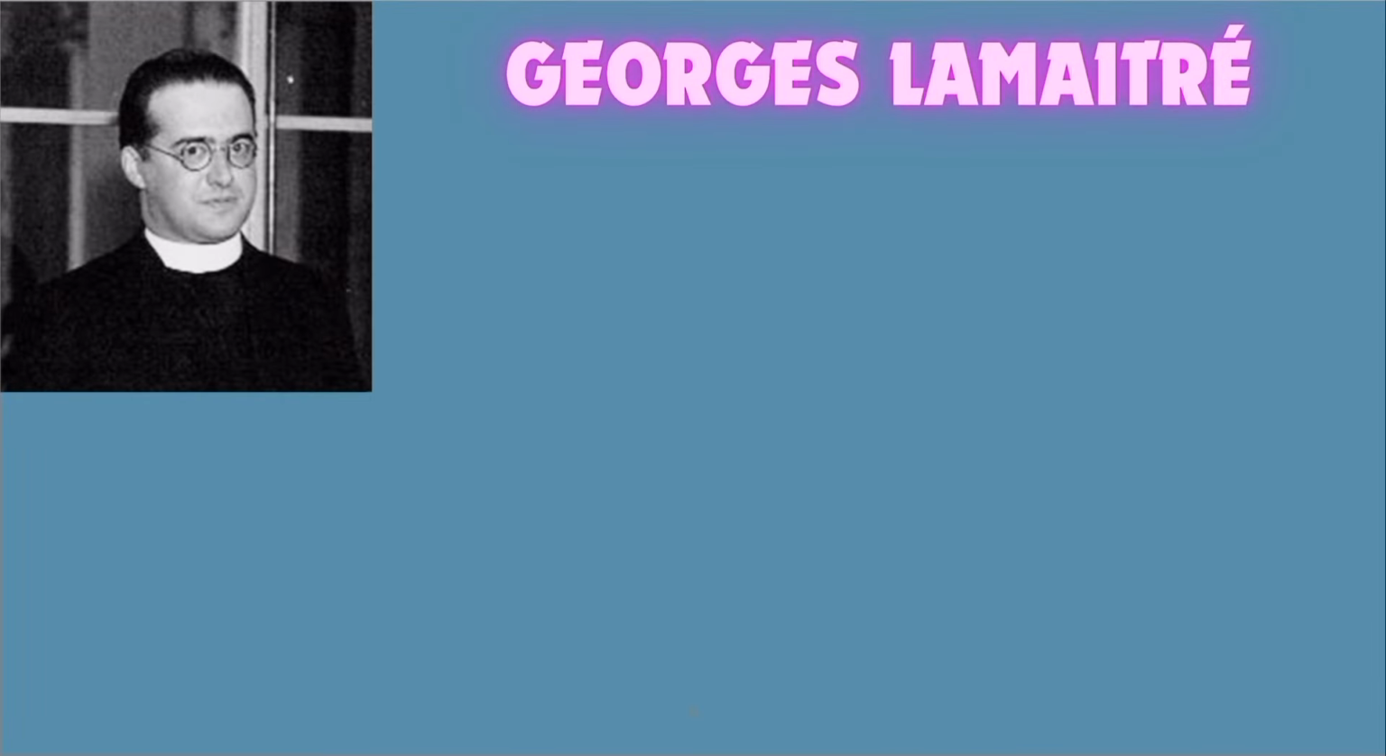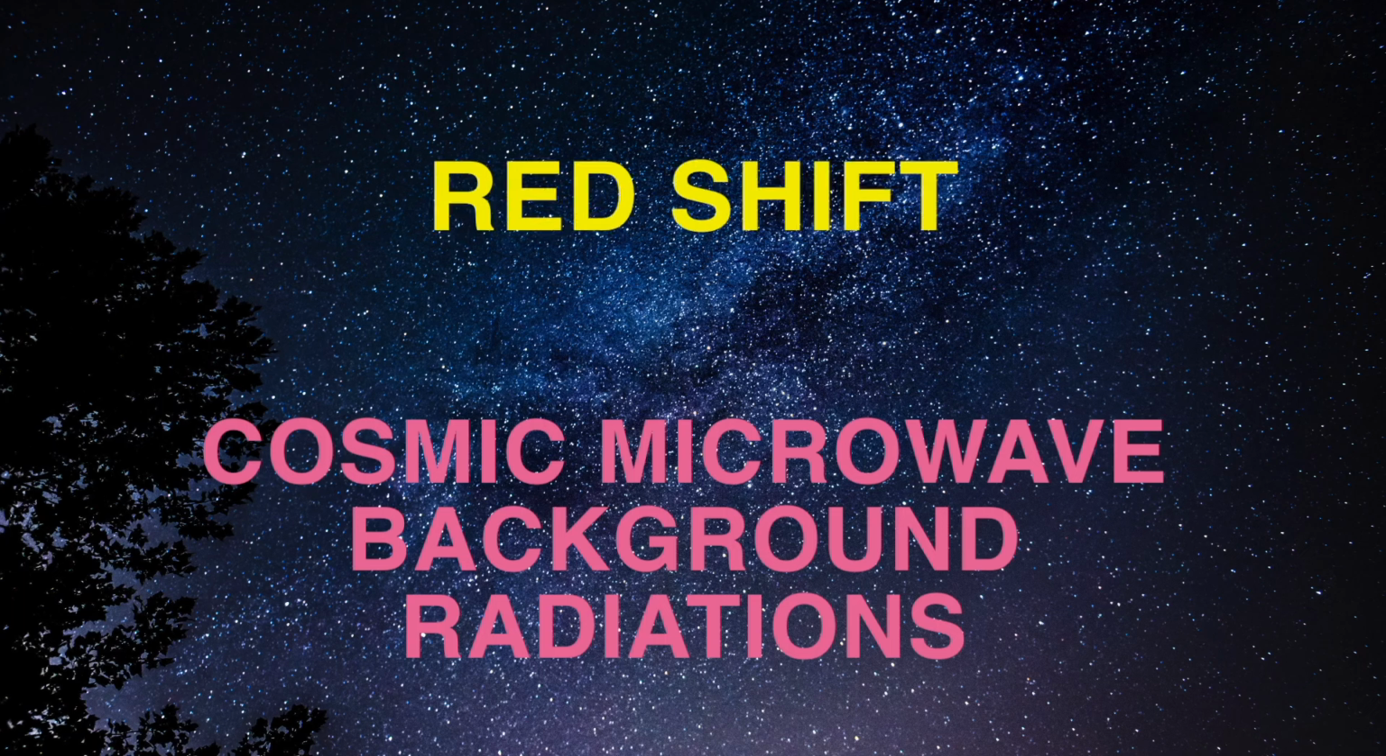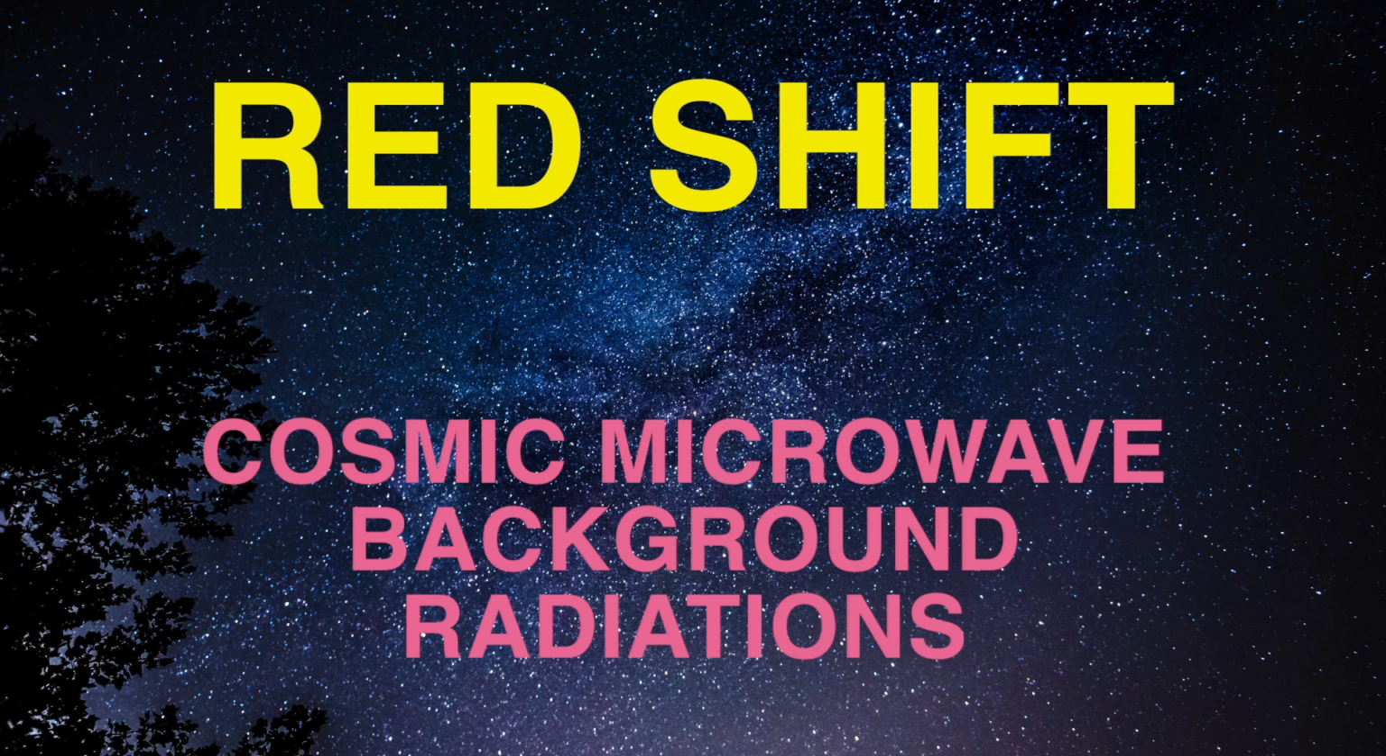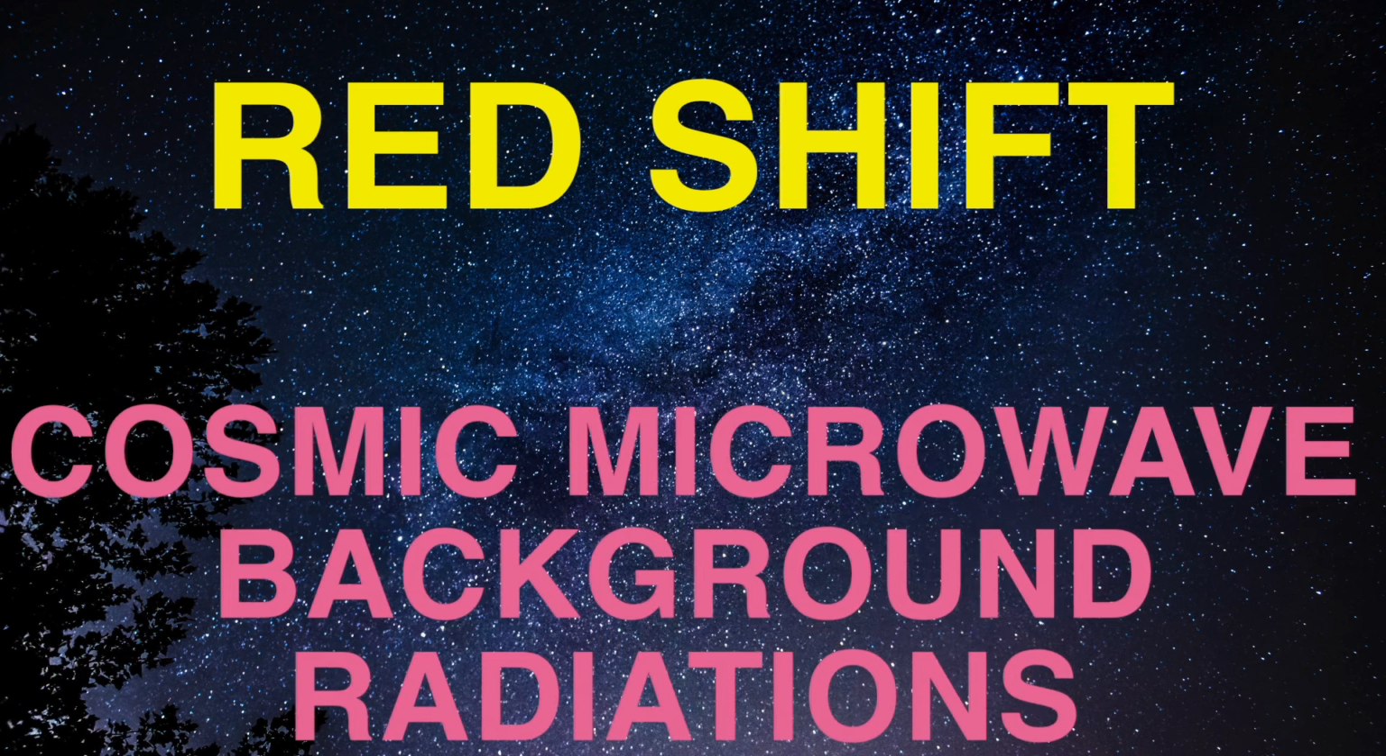Two important discoveries were made which actually helped in understanding and explaining the Big Bang theory. And those two important discoveries were redshift and cosmic microwave background radiation. These two discoveries are very important. If you do not know what these are, then please Google and try to understand.